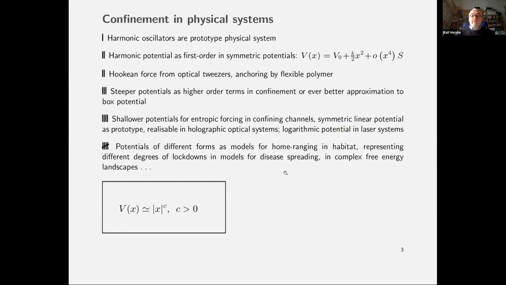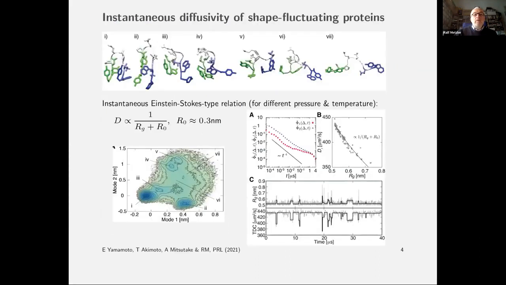Finally, potentials of different forms can be used as models, in a more abstract sense, for home ranging of animals in a habitat. They might represent degrees of lockdowns and all these games that we're playing. Okay, let me start with maybe a partial answer to the question we just had.